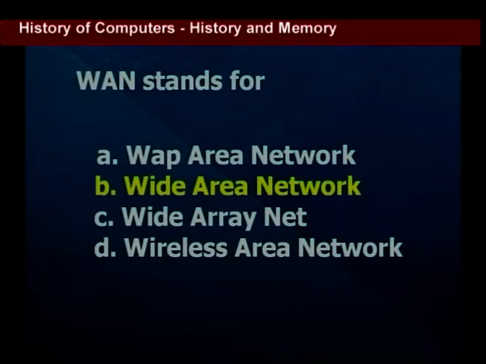Next, WAN. WAN is a network related abbreviation. Three types of networks we use are LAN, WAN and MAN: local area network, metropolitan area network and wide area network. WAN stands for wide area network. Wide array net is not correct, and wireless area network is also not correct. Wide area network is the correct answer for the WAN abbreviation in the network options.